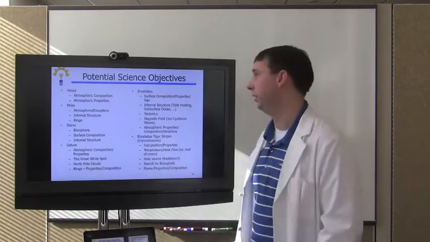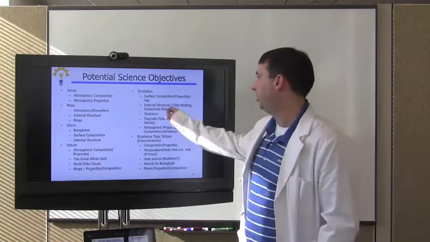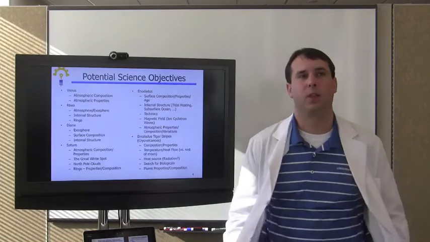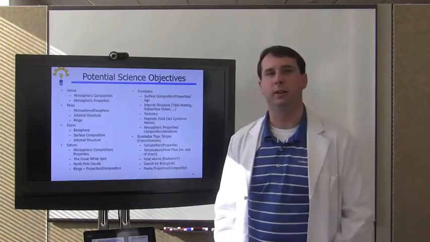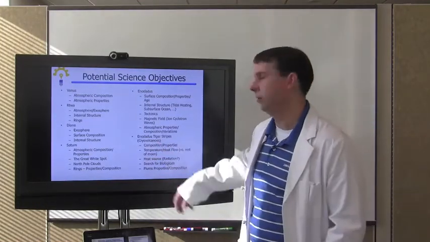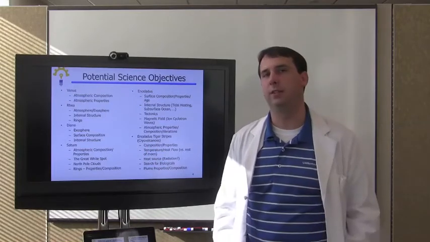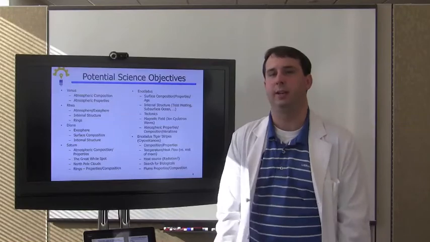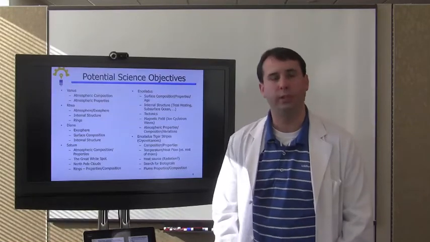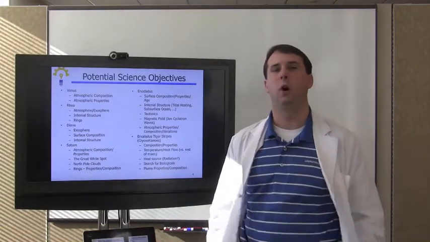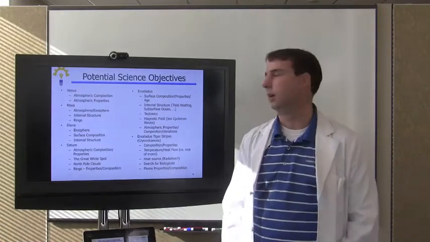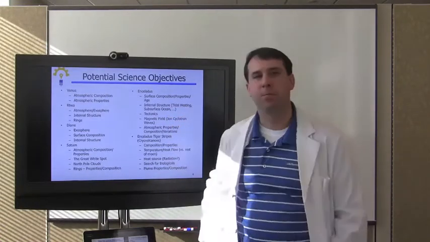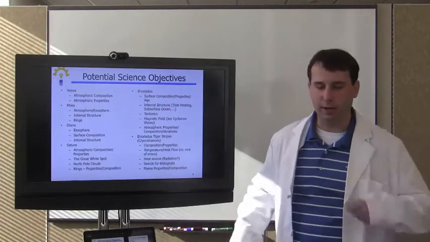The internal structure of Enceladus, what's going on inside Enceladus. We'll talk about the cryovolcanoes in a minute, but what is going on inside of Enceladus that makes these cryovolcanoes? What does the inside look like? Does it have a molten core? Does it have a water core? What does it have? Does it experience tidal heating? Does it have a subsurface ocean?